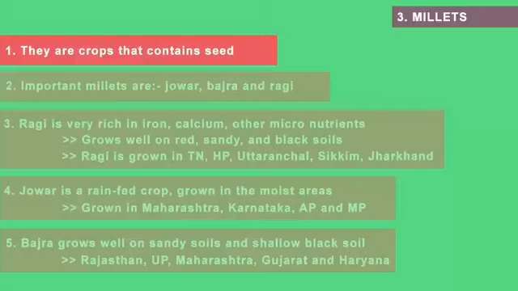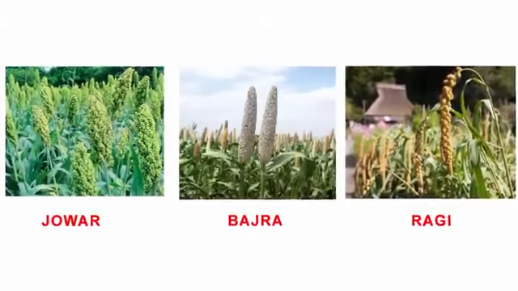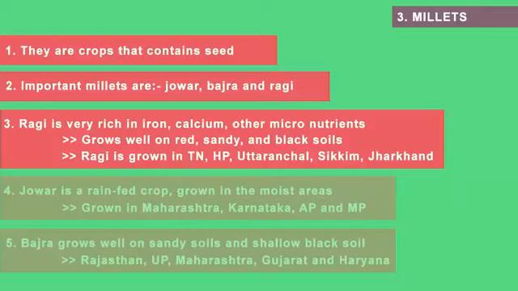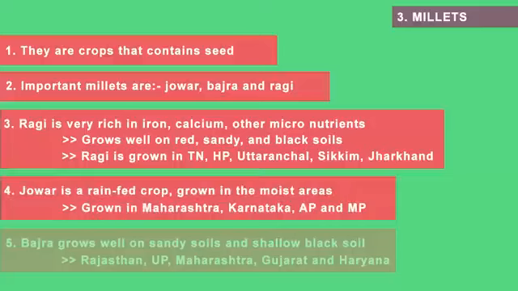So millets are crops that contain small seeds. Some of the important millets are jowar, bajra, and ragi. And these have very high nutritional value. For example, ragi is rich in iron, calcium, and other micronutrients. To grow these crops, you need a lot of moisture. Therefore, it is grown mostly in the rain-fed areas. So again, we can call it a monsoon crop. And if it is monsoon, it has to be Kharif.